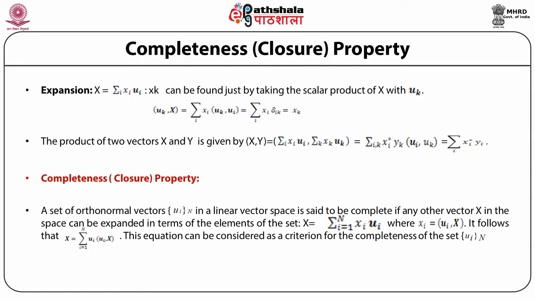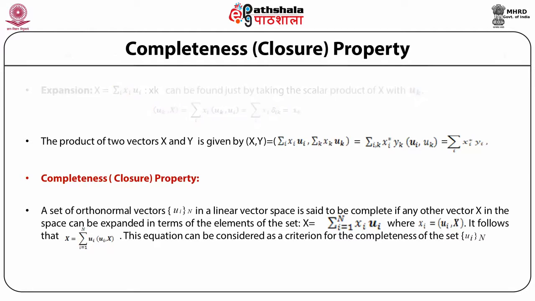It follows that x is equal to summation i going from 1 to n ui into the scalar product of vector ui and capital X vector. This equation can be considered as a criterion for the completeness of the set ui.